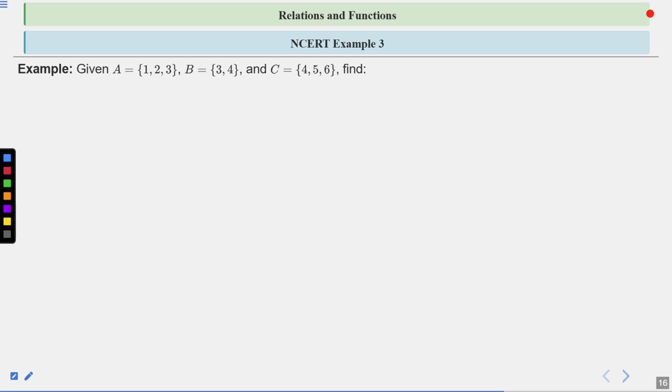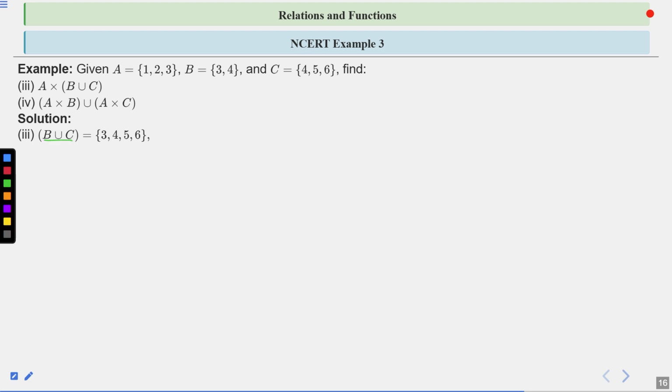Now this example: set A with 3 elements 1, 2, 3, set B with 2 elements 3, 4, and set C with 3 elements 4, 5, 6. Now here you have to find A cross (B union C) and (A cross B) union (A cross C). Very simple. Solution. The approach remains the same. Solve for B union C.